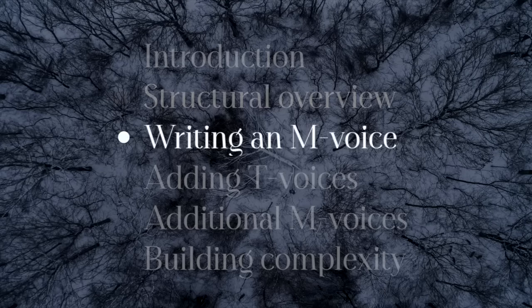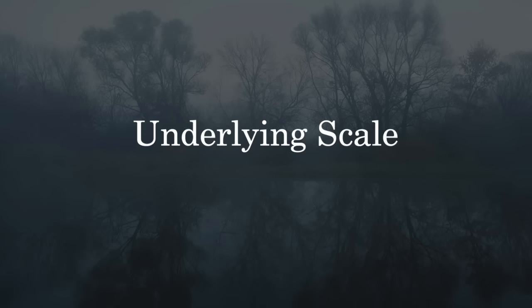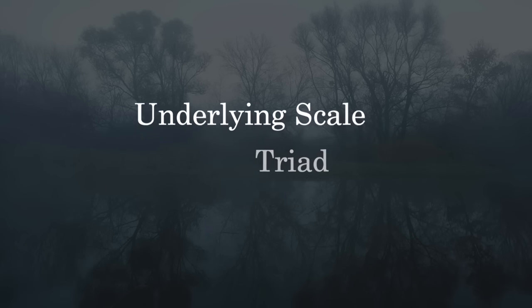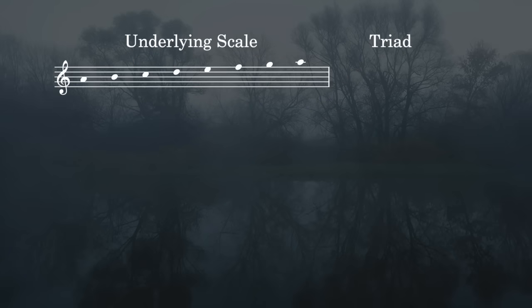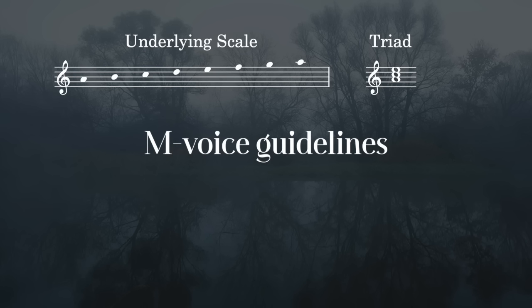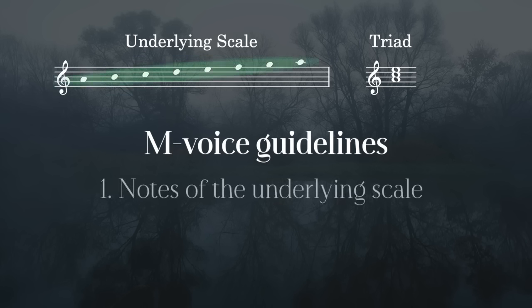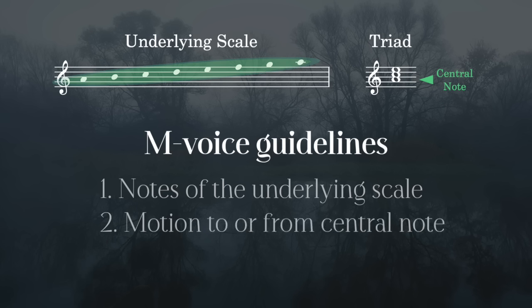To write the first M voice, we need an underlying scale to move through, and a tonic triad to provide some orientation for each line we write. Minor keys are a bit more common in Pärt's music, so I'm starting with an A minor scale and an A minor chord as our substrate. With this chosen, melodic lines of an M voice will all be segments from an A minor scale, and each segment must orient itself in relation to a central pitch taken from the tonic triad. We can change the central pitch in a piece, but for now, let's make our central pitch the tonic, A.